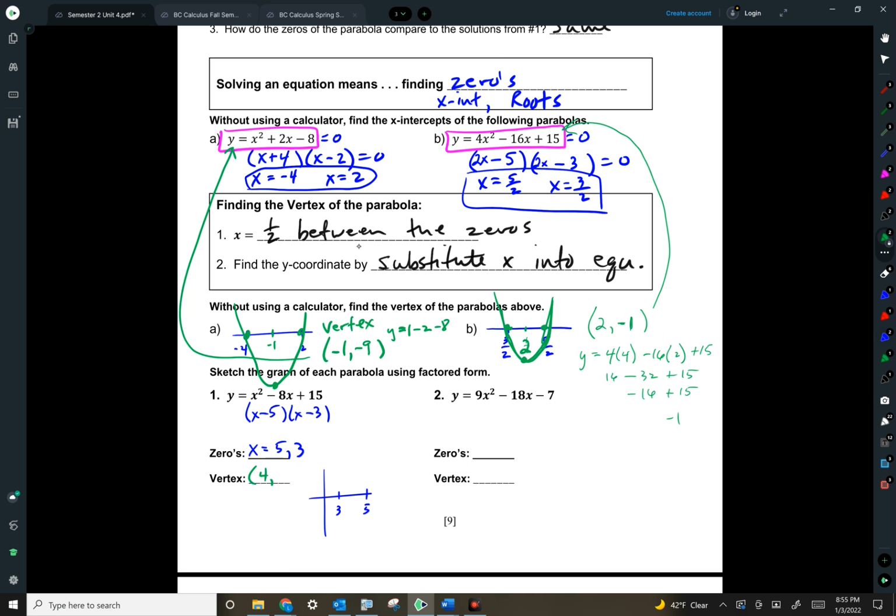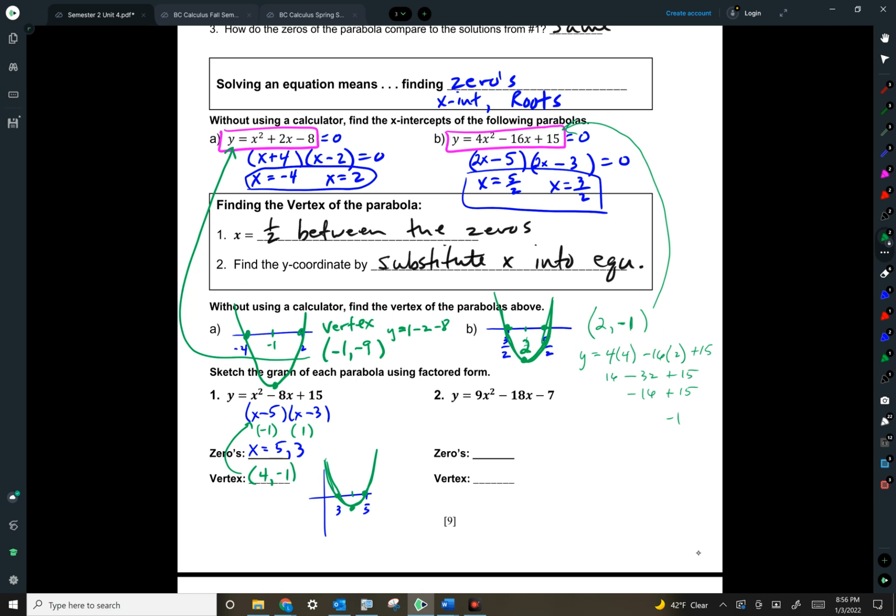I think what would be smarter than plugging it into the original, I'm going to plug that 4 into the factored form. If I put a 4 in place of that first x, I'm going to have 4 minus 5 is negative 1. And if I put a 4 in place of that second x, 4 minus 3 is positive 1. And in factored form, doesn't that mean we're multiplying these two things? So the y value is negative 1 times 1, which is negative 1. So if my vertex is at 4, negative 1, and I know it crosses at 3 and 5, then I know what my parabola looks like, right?